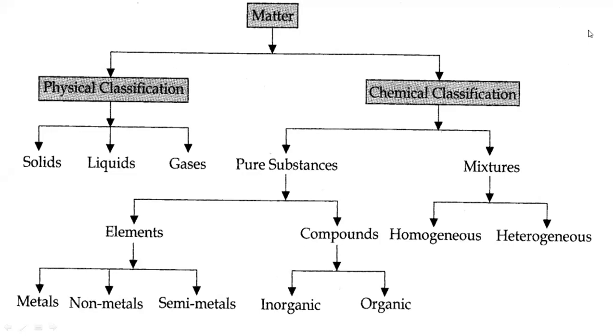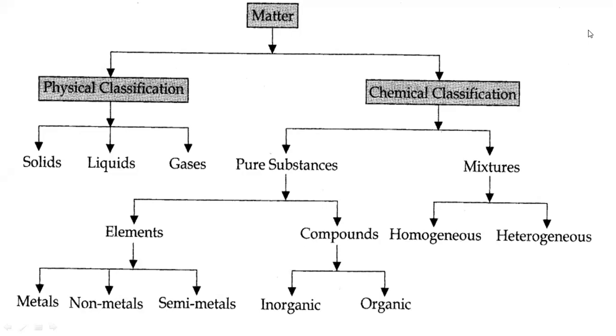So in the previous class, we had discussed matter, the characteristics of matter and the ways of classifying matter. Everything we have discussed, and we had stopped at this flow chart. I'm briefing this and then we'll move to the next part. So matter is classified in two ways: physical classification and chemical classification.